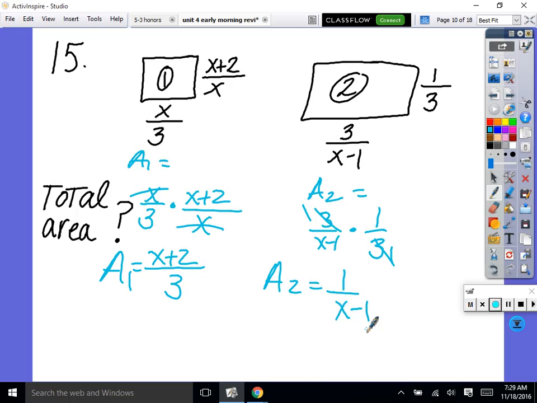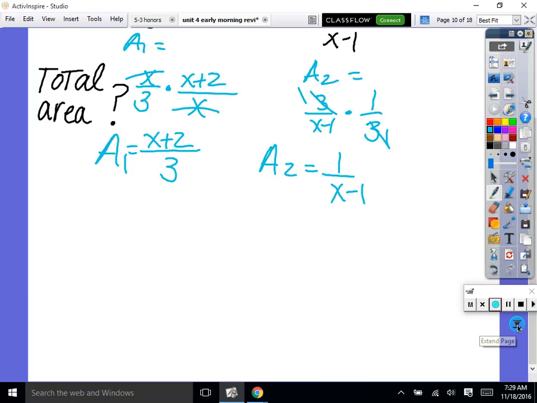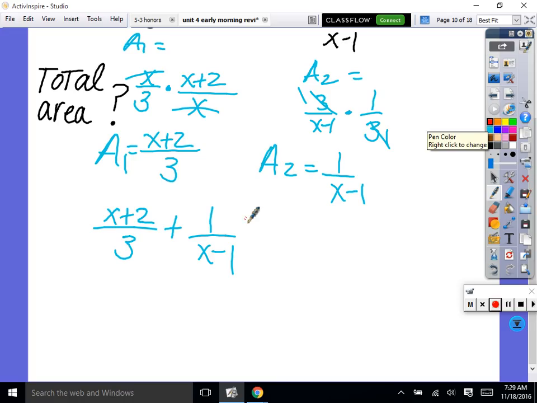So now we'd say, okay, now I know the separate areas. We need to add those areas together to get the total area. So we have x plus 2 over 3 plus 1 over x minus 1. To add these, don't we need a common denominator? So let's quickly do that. This one needs a 3, so 3 over 3. This one needs x minus 1 over x minus 1.